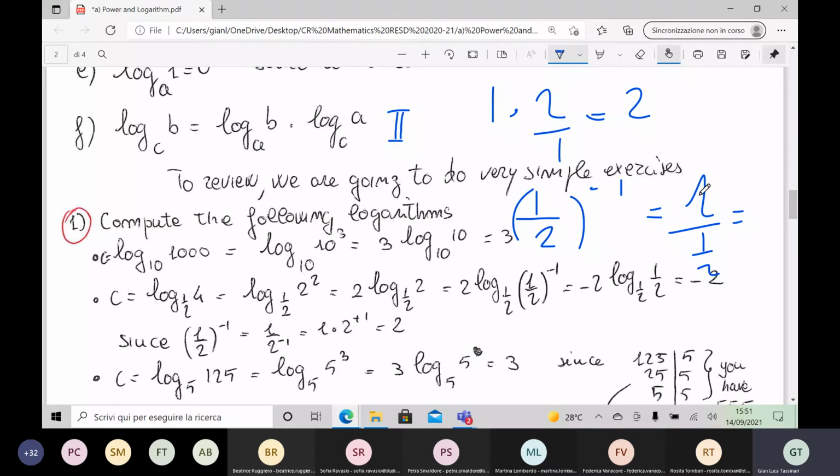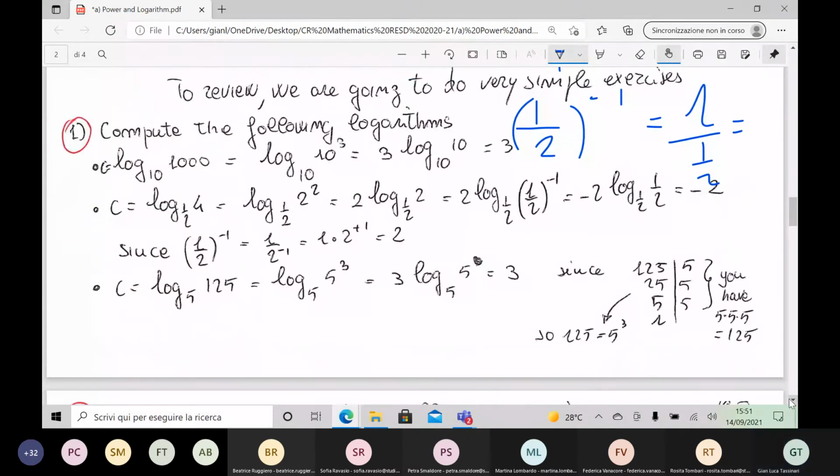Now, c equal to logarithm with basis 5 of 125. Are you able to express it as a power? Especially, it's good if you're able to do it directly in one step. Here, guys, you could have done it in one step, but for me, it was easier to write it by doing this step. But one can have done it in one step only by writing 1 over 2 to the minus 2.